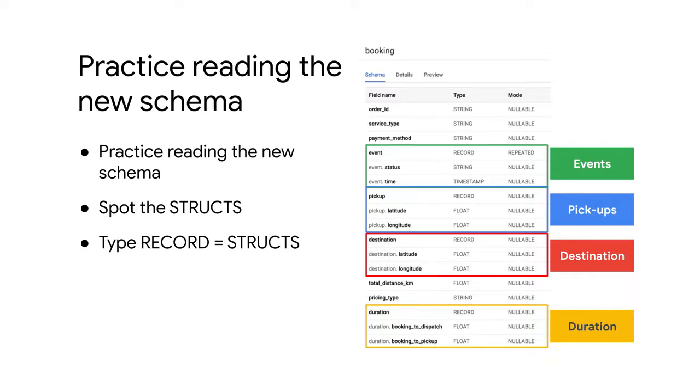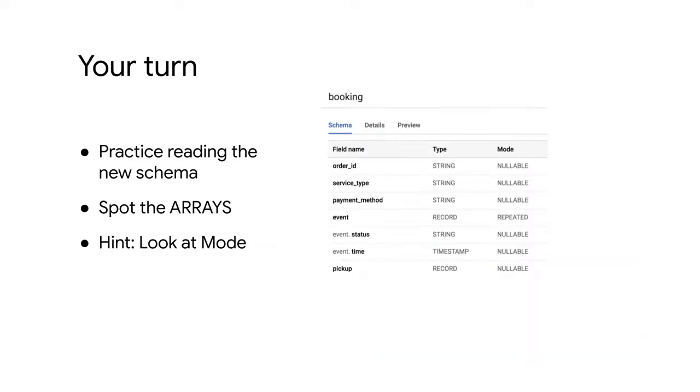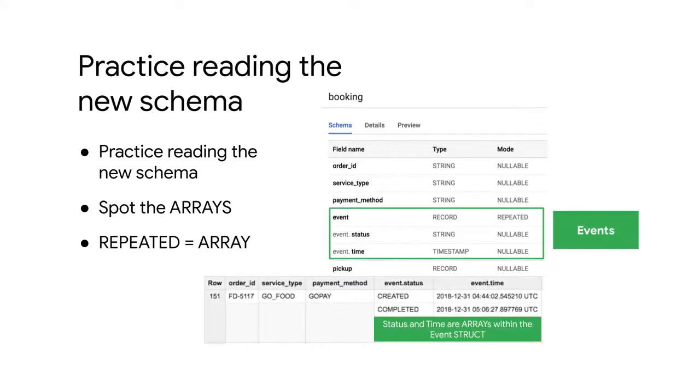Now it's time to go deep. Find the array data types in this schema. As a hint, look at mode and find the repeated values. Have you got them? In this schema, the repeated value is the event struct, which means the struct happens to have all columns in it that are all repeated. You can see that in the preview of the data below. The status field is an array of all the statuses for the order, and the time field is an array of all the timestamps for that order.